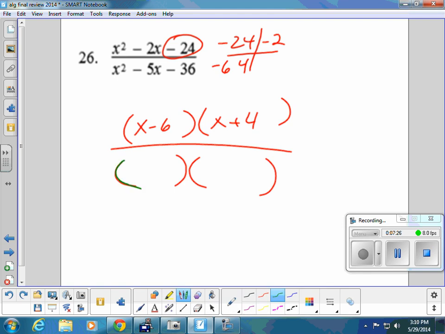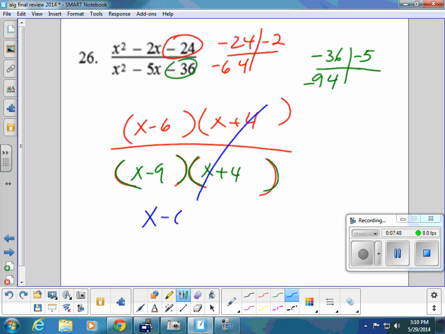And then the bottom, I have a -36 to add up to -5. And I'm thinking 9 and 4. It looks like the 9 is negative. Okay, and then this cancels nicely, and your final answer is x minus 6, x minus 9.